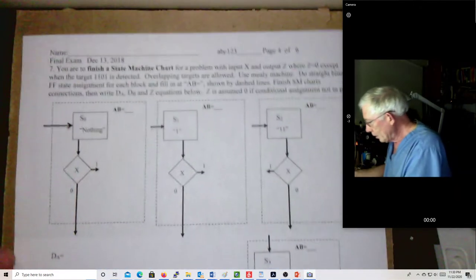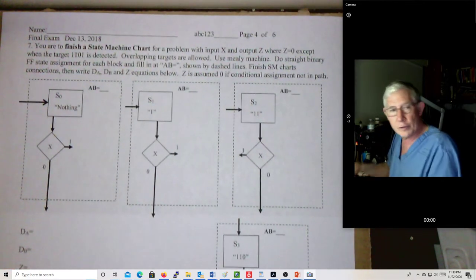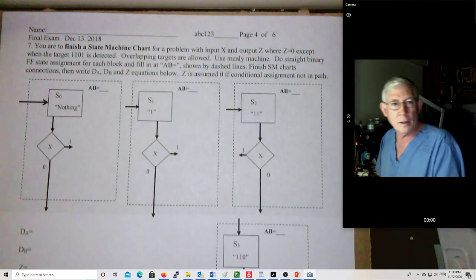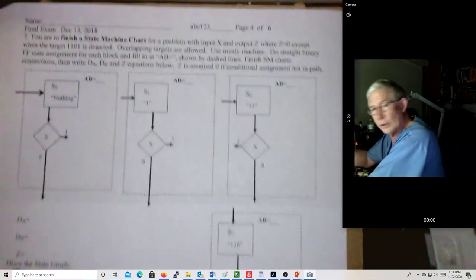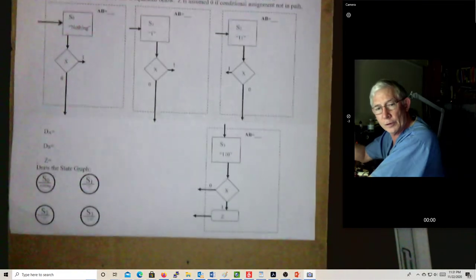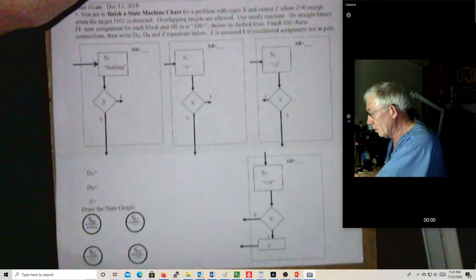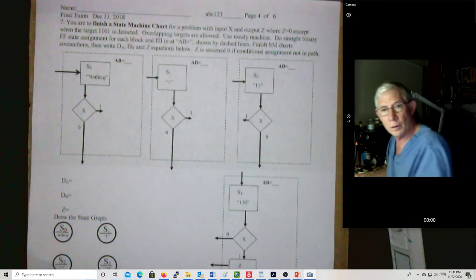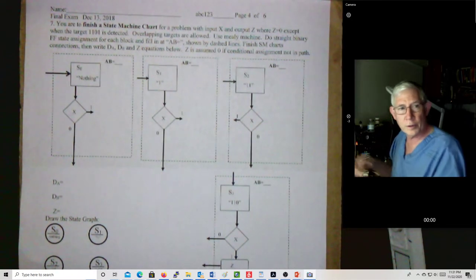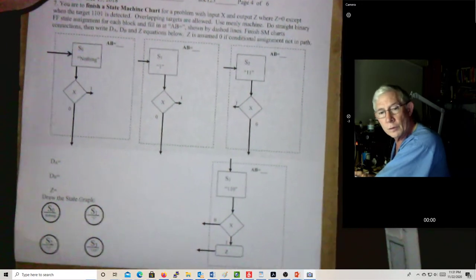All right. Let's look at this one. This is an SM chart. I'm going to get just a little bit bigger so you can see the whole thing. Okay, that's pretty good.